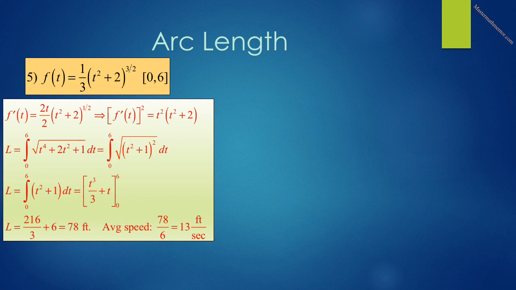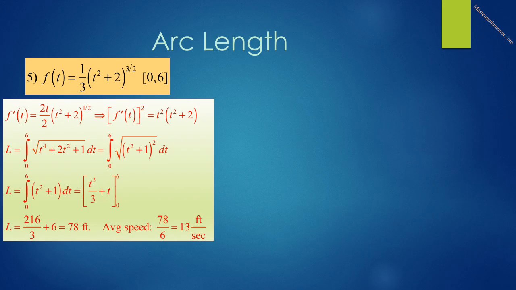We now write the arc length formula. L equals the integral from 0 to 6 of t, the square root of t to the 4th plus 2t squared plus 1 dt. Now, very luckily, this thing factors into the integral from 0 to 6 of the square root of quantity t squared plus 1 quantity squared dt. And again, very luckily, the square root of a square is simply the expression itself. So our arc length is the integral from 0 to 6 of t squared plus 1 dt.